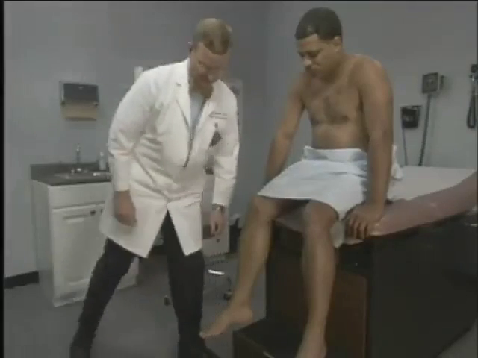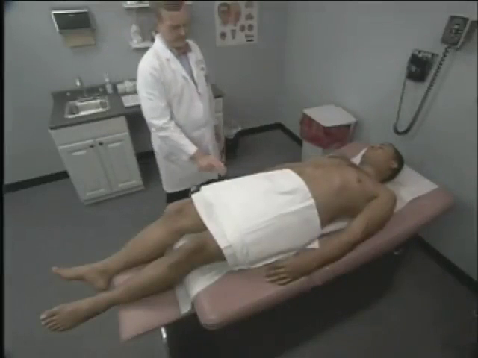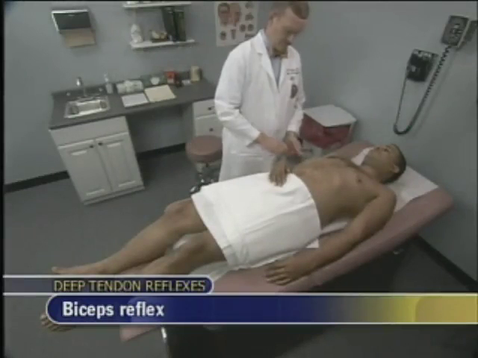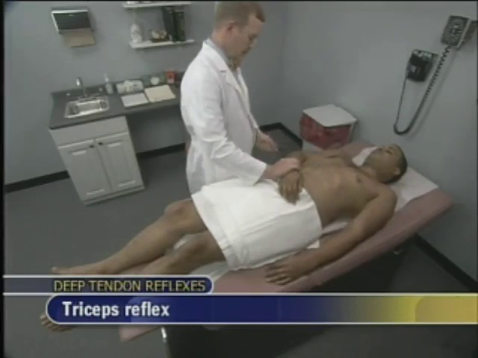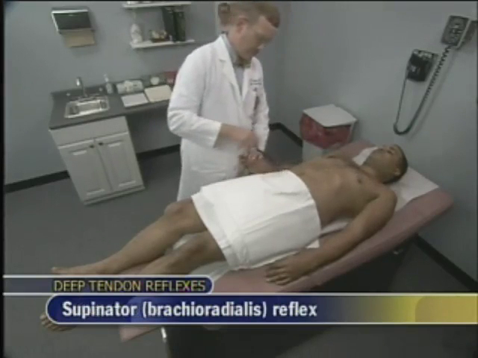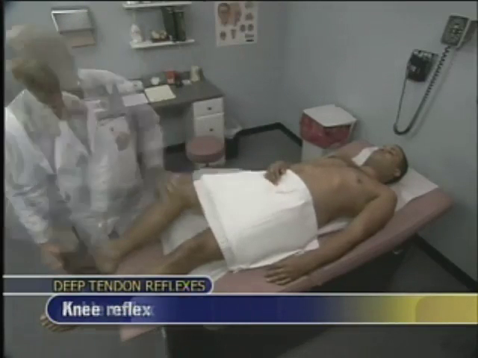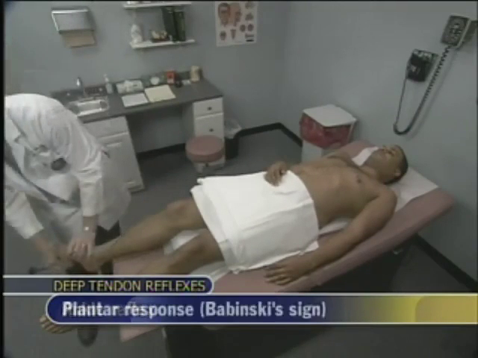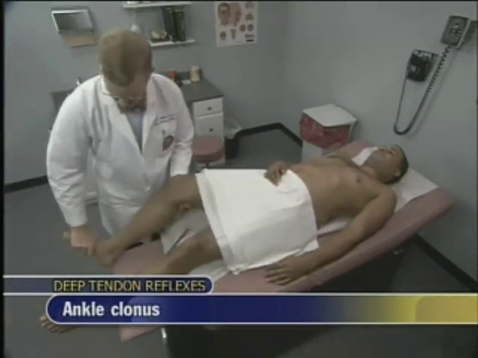For a patient who cannot sit up, all of these tests can be performed with the patient lying down. Biceps reflex, triceps reflex, brachioradialis reflex, knee reflex, ankle reflex, plantar response, and ankle clonus.